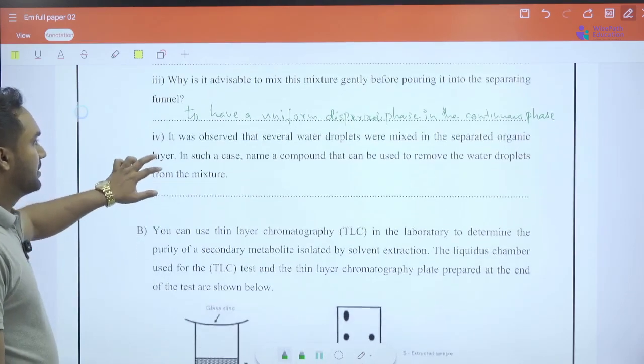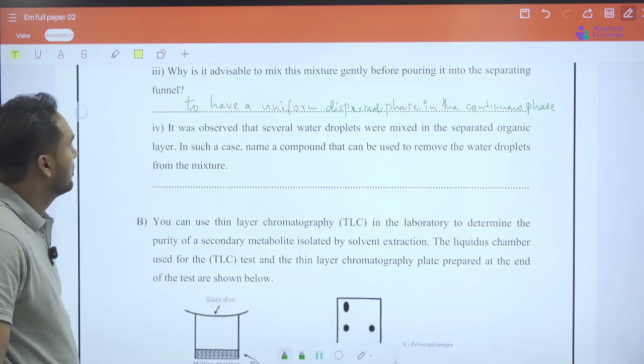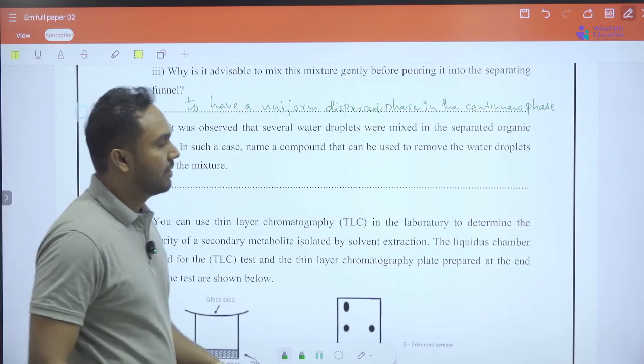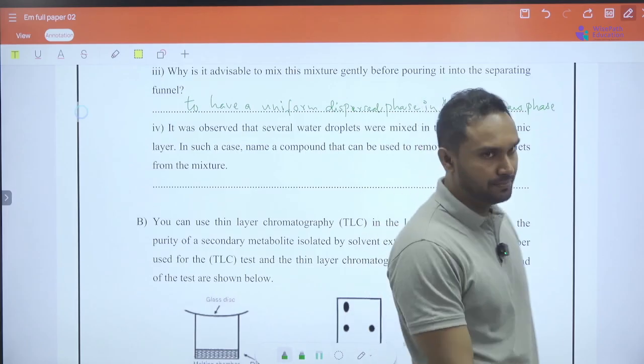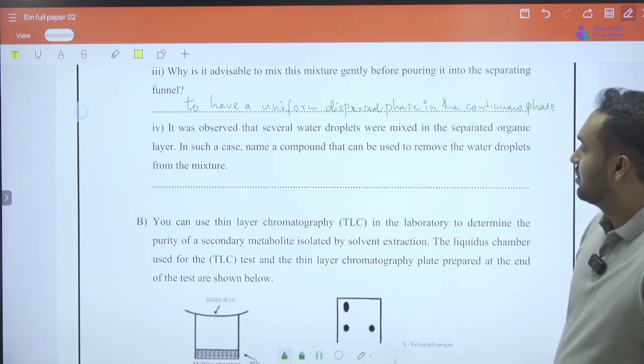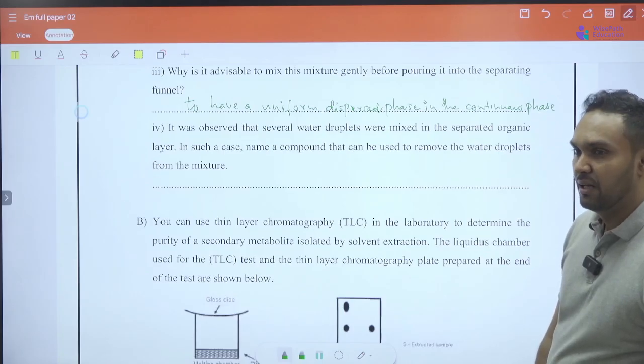It was observed that several water droplets were mixed in the separated organic layer. In such case, name a compound that can be used to remove the water droplets from the mixture. So you have to add something chemical. Yeah, even copper sulfate is fine, but copper sulfate doesn't absorb much.